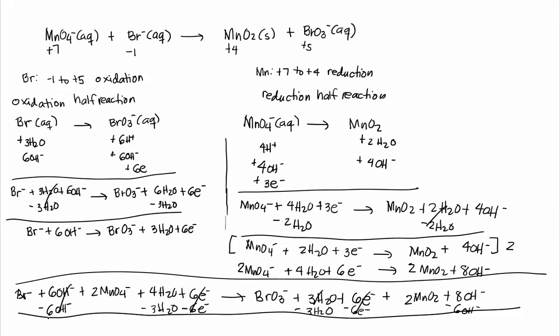And what we have left after simplifying is Br minus plus 2MnO4 minus plus just 1 H2O. And on the right side we have BrO3 minus plus 2MnO2 plus 2 OH minuses. And that completes the process.